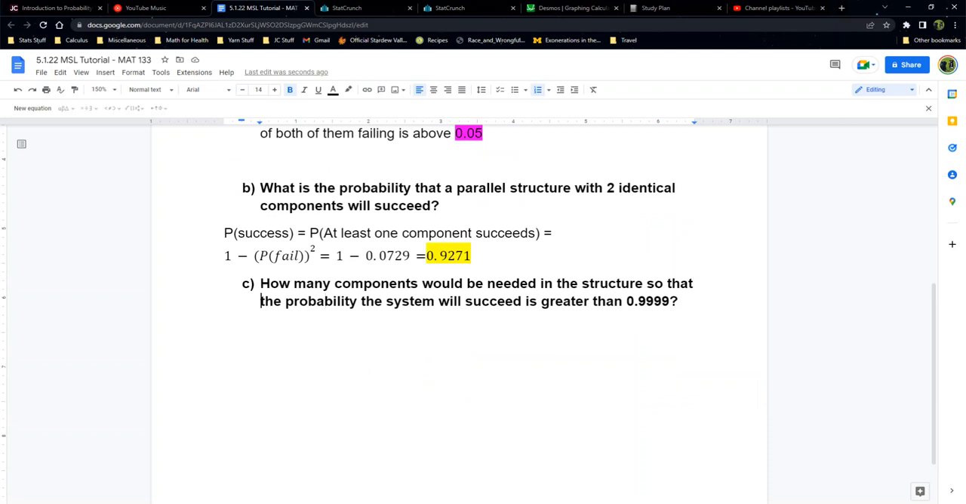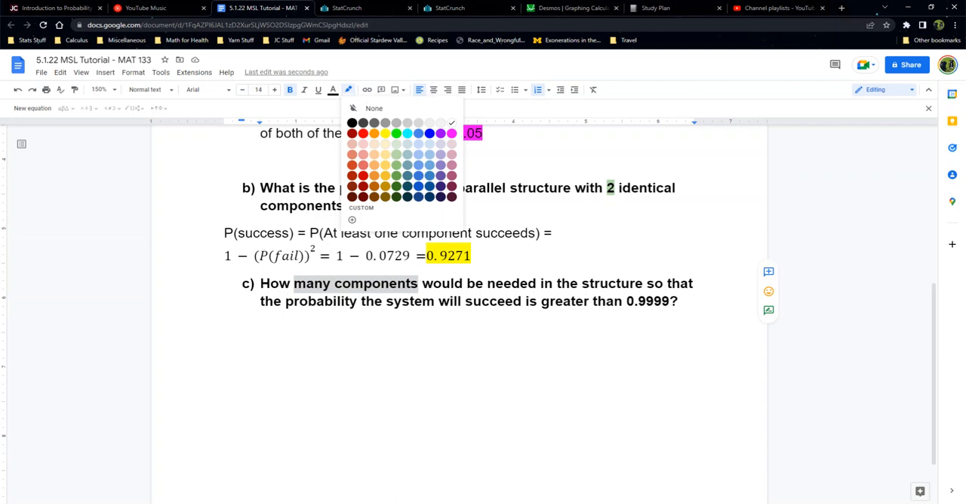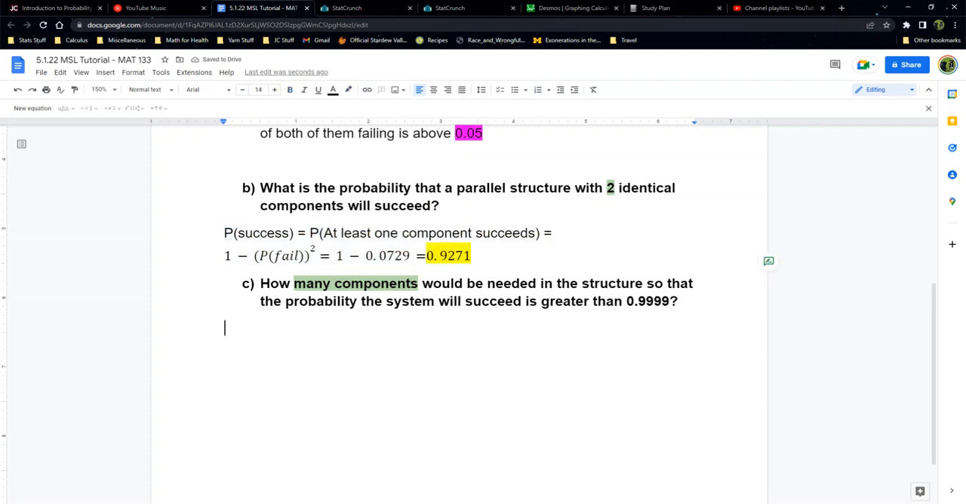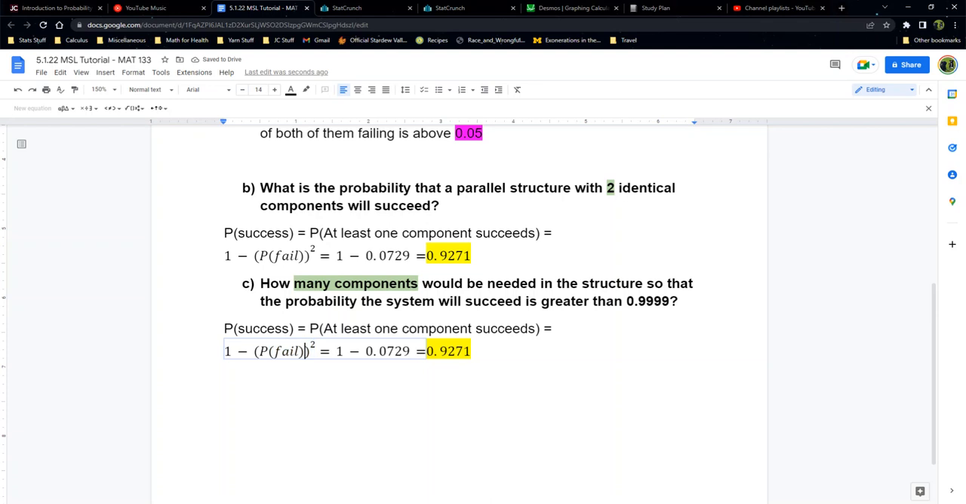All right, now for the real fun one, right? So how many components? This was 2 components. So if you'll notice right here, there were 2 components on that one. So now they're asking how many components we would need to have some kind of success. Well, again, the probability of success is the probability that at least one of them succeeds, which is 1 minus the probability of failure to the 2 power if there are 2 components.